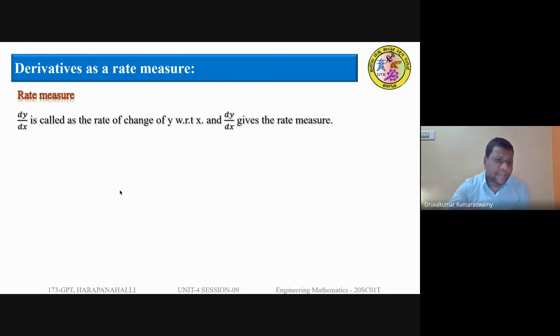Whenever we write dy by dx, it is the rate of change of y with respect to x.